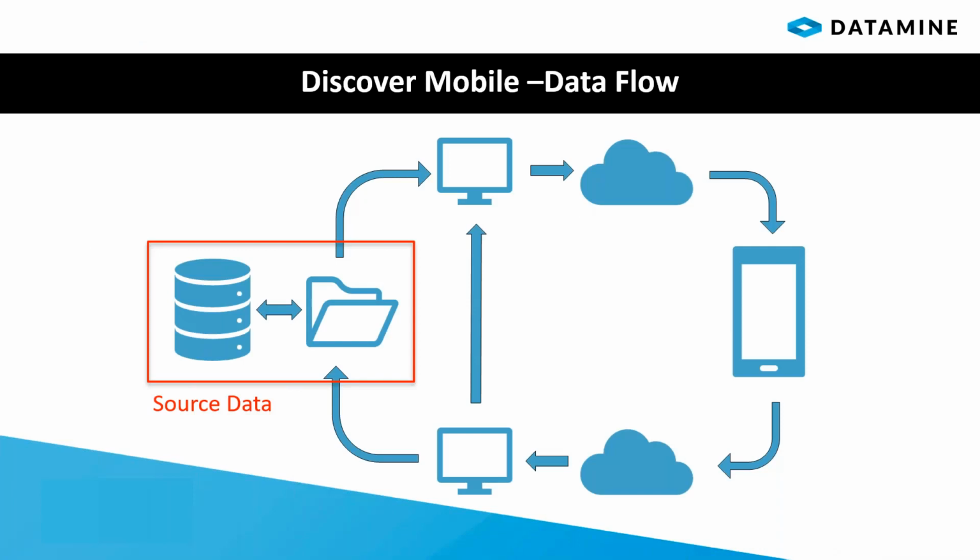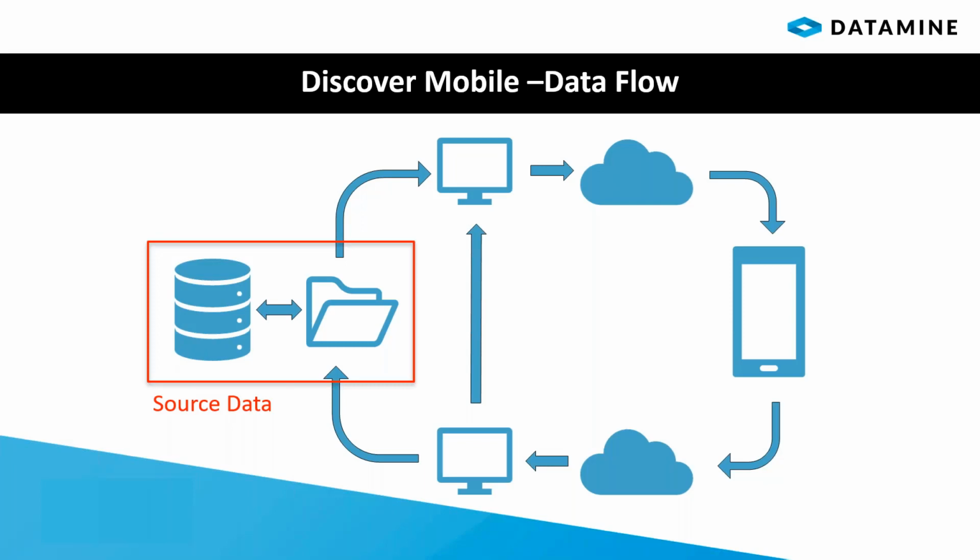Okay, so this is just going to depict the flow of using the Discover mobile app. So as mentioned earlier, the biggest benefit of the mobile app is the data flow. So we're going from office to the field and to the office seamlessly without any clunky file conversions and other similar hiccups. So what we first start with is the source data.